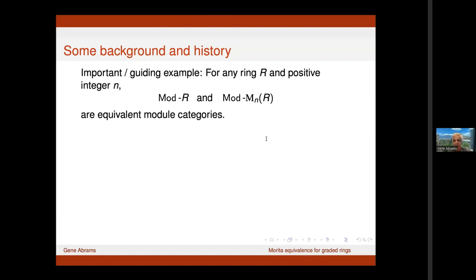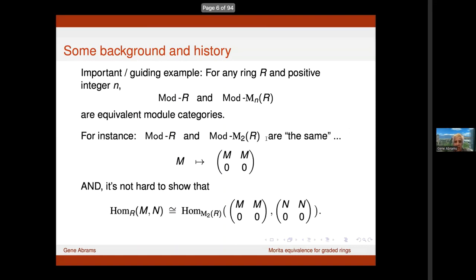Okay, the guiding example, the basic example, is this. If you take any unital ring R, and you look at the n by n matrix ring over R, then those module categories are equivalent. Obviously, the rings themselves might be very far from being isomorphic, but the categories of modules over these things are in some sense the same, and it's not hard to write down a functor, a way of associating each object in mod R with an object in the n by n matrix ring over R.